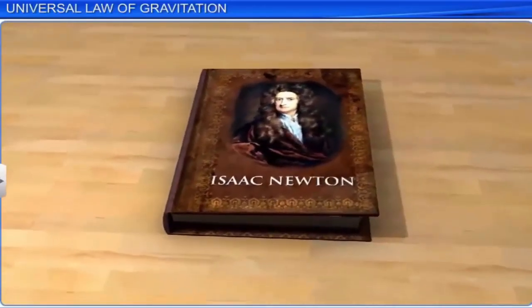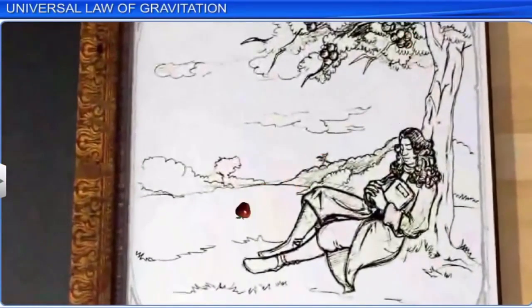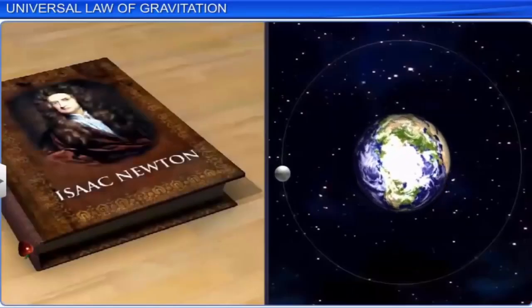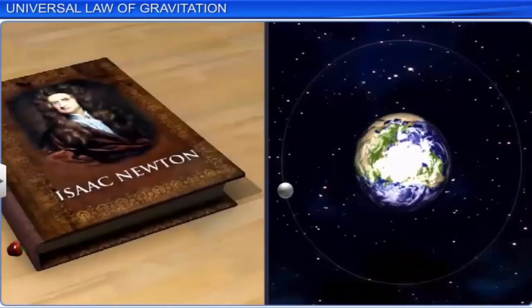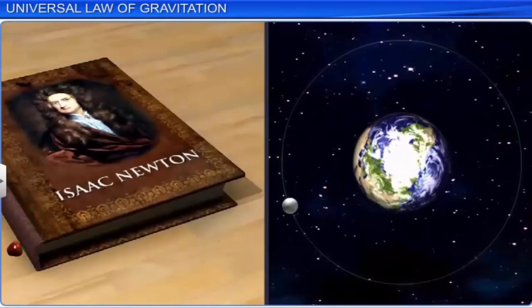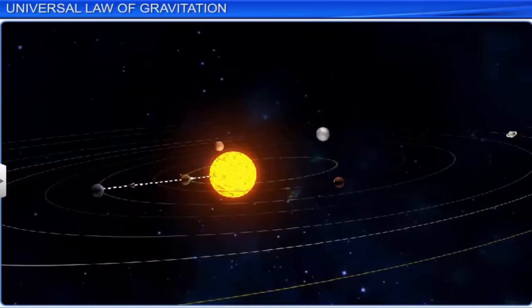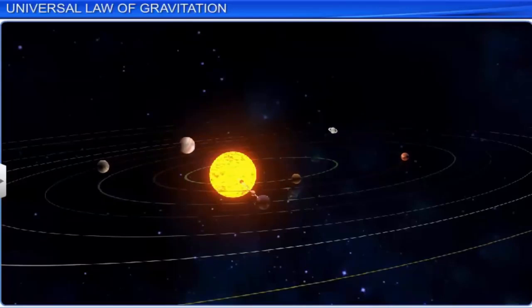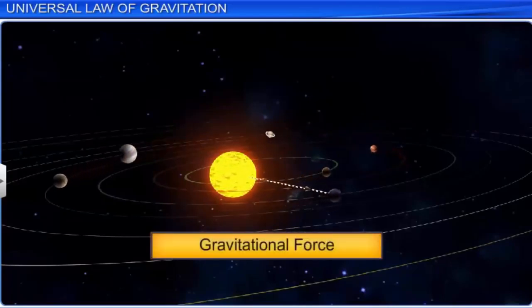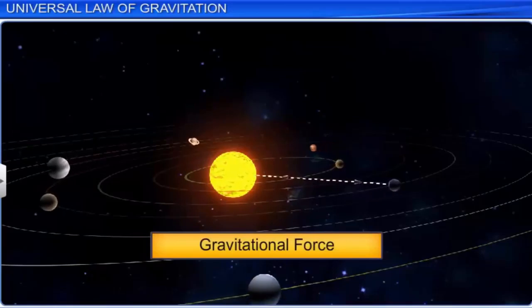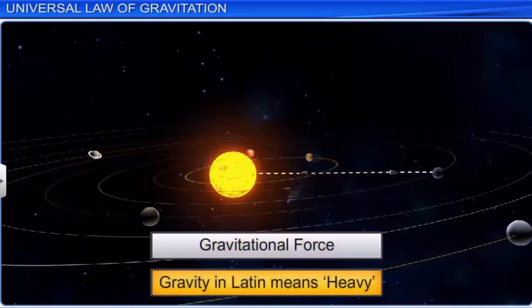Most of us are aware of Newton's conclusion on an apple falling from a tree and the subsequent discovery of gravitational force. He showed that the force responsible for the fall of that apple was the same as the force that held the moon in its orbit. This implies that the force of attraction between any two bodies applies to all the bodies in the universe. This force is referred to as gravitational force. The word gravity is derived from Latin meaning heavy.